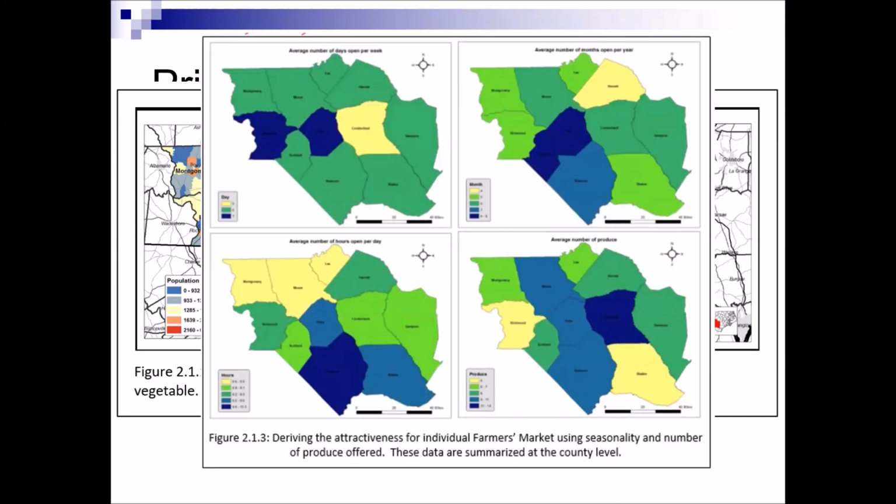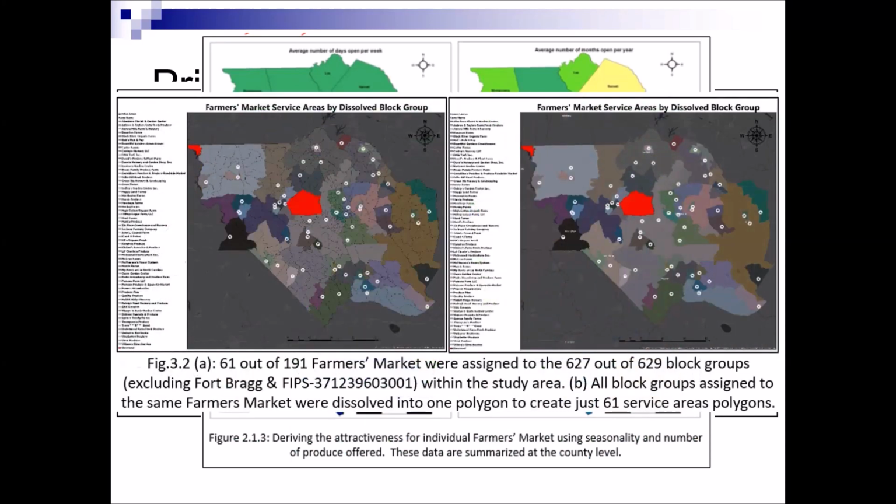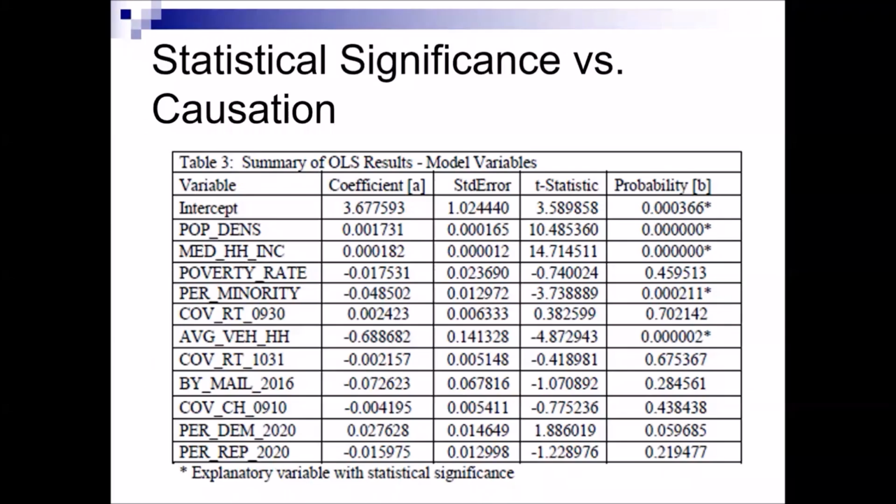And so we created some of these, what we call gravity models. This gets into some things with business analysis. We created some of these drive sheds, and we assigned farmers markets to different areas based on these gravity models as well.